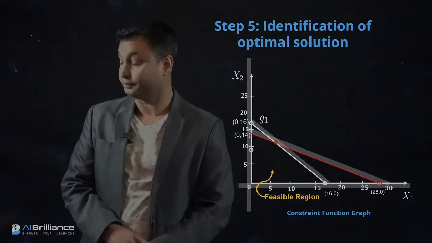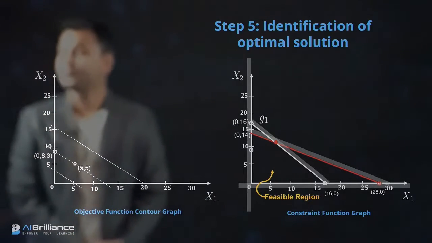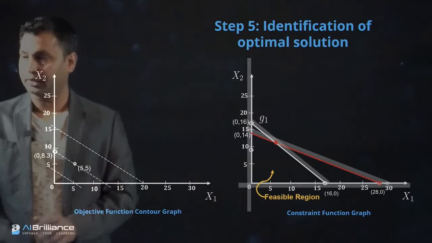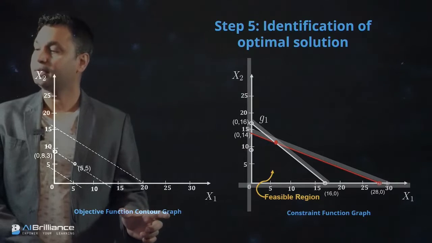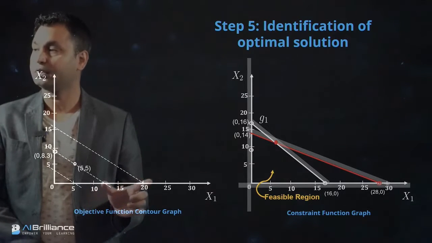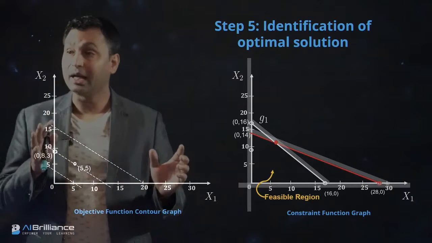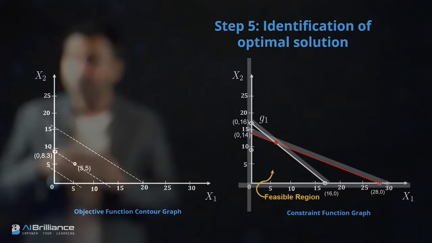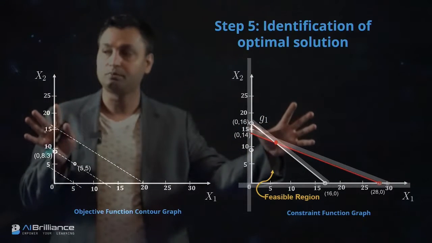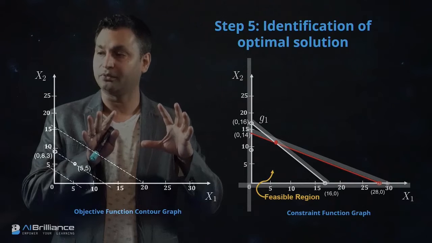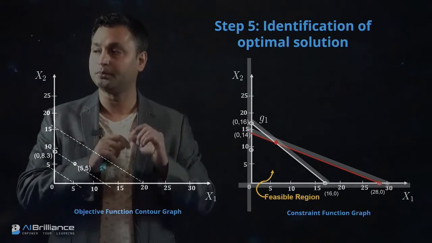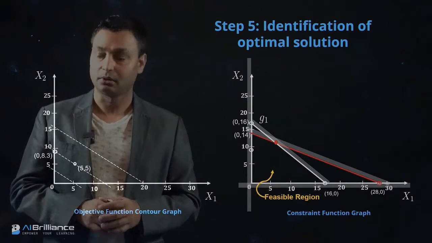So that was one step. And then in the next step, we plotted contours of the objective function. You can see these are the different contours that we have plotted, and this is the objective function contour plot. This is something that we constructed previously. Now, when we go into identification of the optimal solution, we superimpose both of these graphs on top of each other and see how they look. So the next step is superimposition of these two graphs.